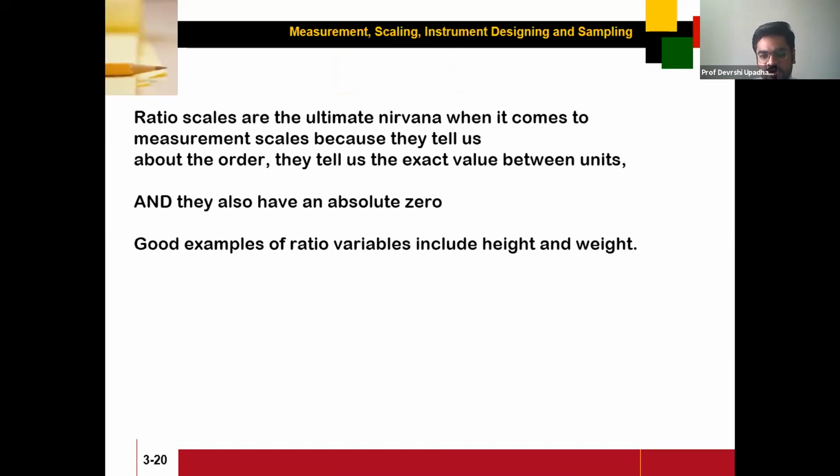then 75 kilograms I have measured, going from 72 to 73 to 74 to 75 and so on. That means weight and height are always carried out with the ratio. What about the marks, or the percentage? Marks and percentage are always carried out from the absolute zero, because they tell us the exact value between the units.